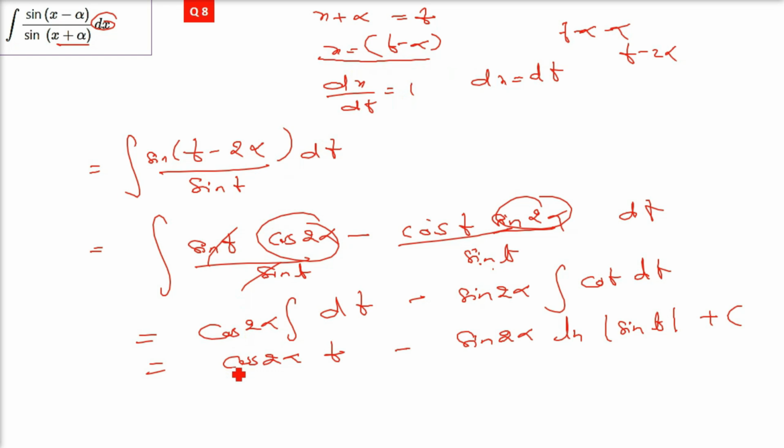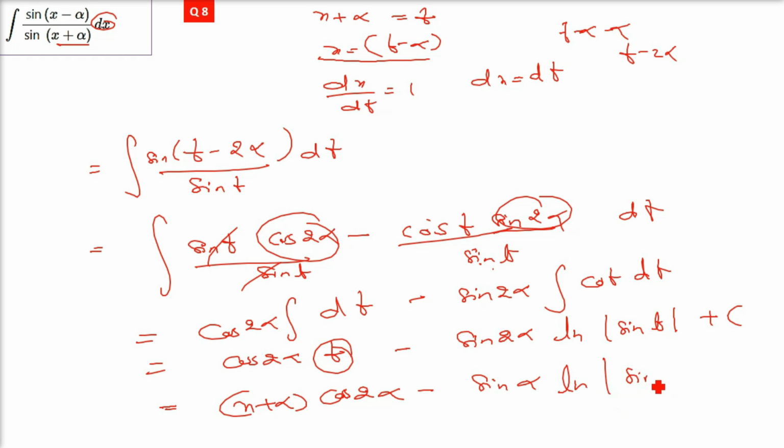Now just replace this t by x plus alpha. Wherever you get t, x plus alpha has to be replaced. So x plus alpha for t, cos 2 alpha was already there, sine 2 alpha in this case, ln, and sine in place of t, just write x plus alpha, because t we have included ourselves. And this is the constant of integration.